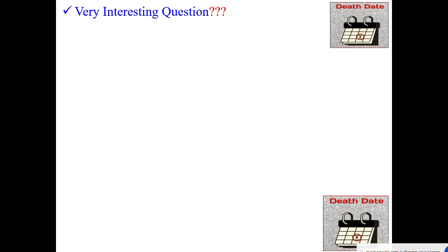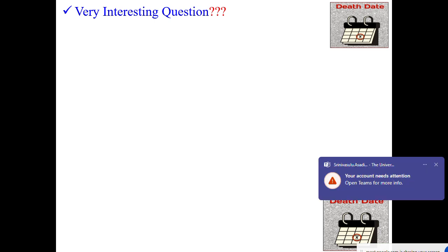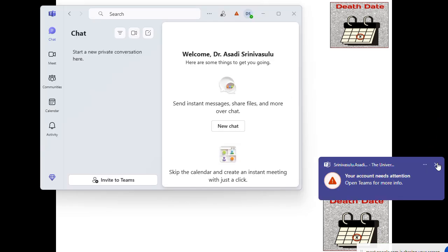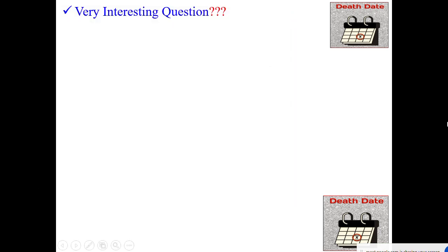lifespan of a person. The very interesting question is, if I'm asking Dushanti, when is your date of birth? You are saying 15th July 2007 or 8 or 6. Okay. In the same way, if I'm asking what is your death date? This is a very odd question, and nobody expects this question in front of them. But there is a solution.